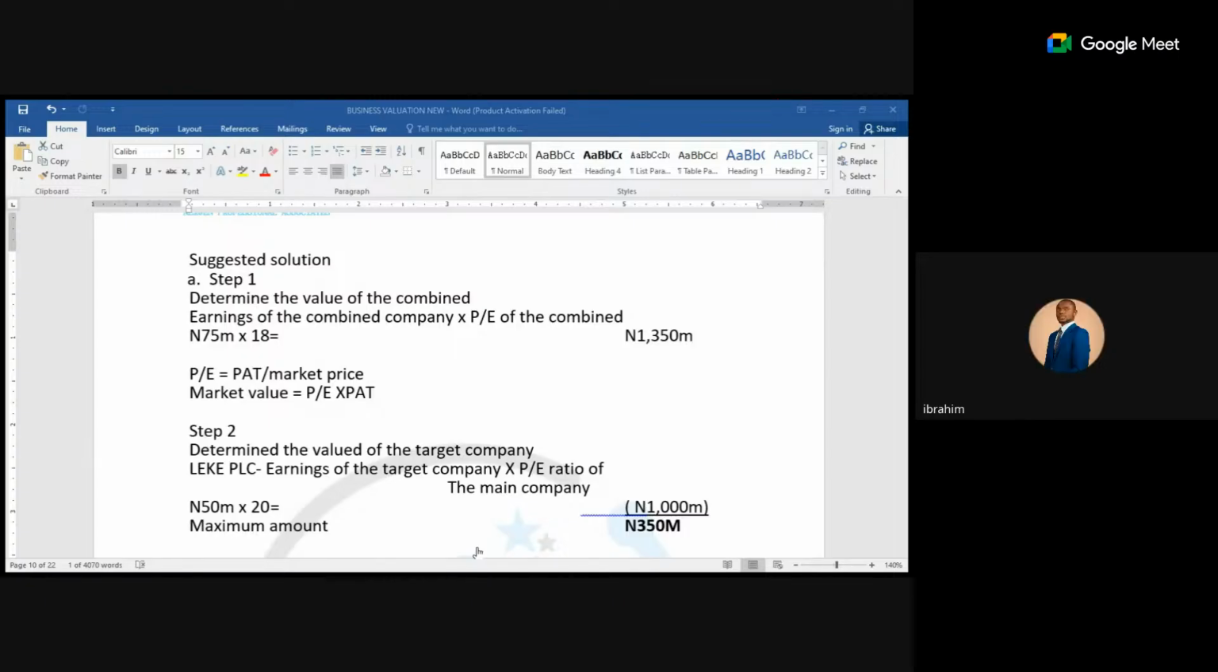You said for step 2, I have to calculate the value of the company. You said step 2, we should calculate the value of the company you want to acquire, and the formula you said is earnings of the target company. And now we're not using the company that wants to acquire, like the other company. Should I call it the target company here? So are we going to change that formula? Earnings of the target company, is it going to change?